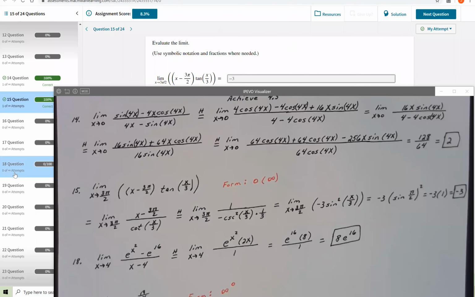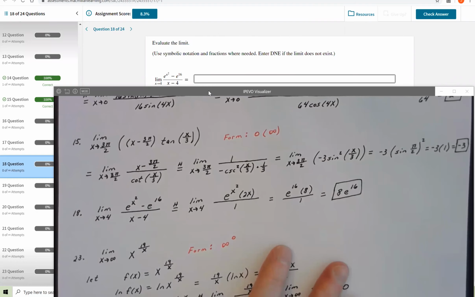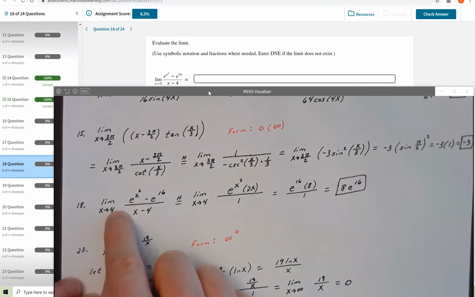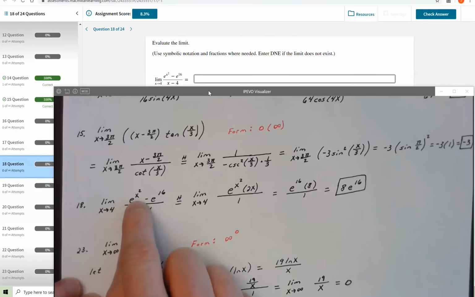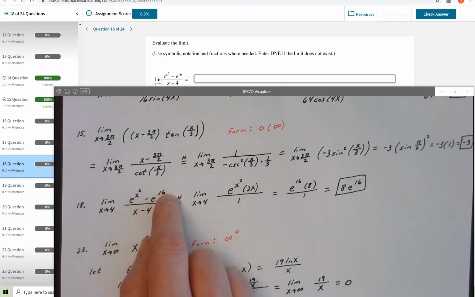Next one in here I want to look at with you, number 18. Number 18, we have exponential functions in our numerator, and then you have a nice linear denominator, and we know L'Hopital needs to be used because if you just tried to plug in the 4 that you're given here in the first step, it's not going to work. You'd have e to the 4 squared, that's e to the 16th, minus e to the 16th. Your numerator is 0. Your denominator would be 4 minus 4, which is also 0.